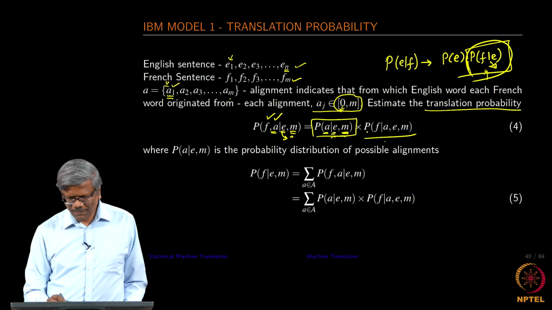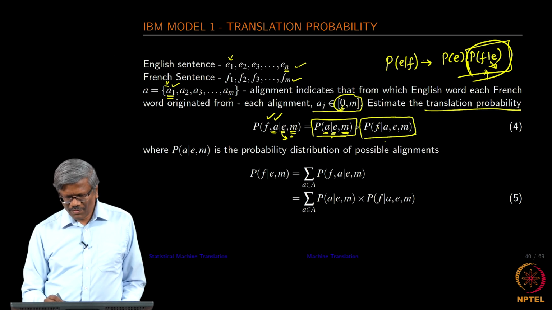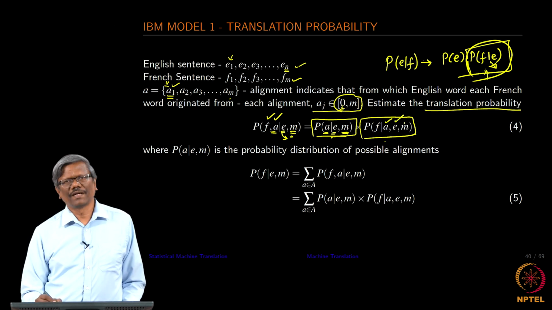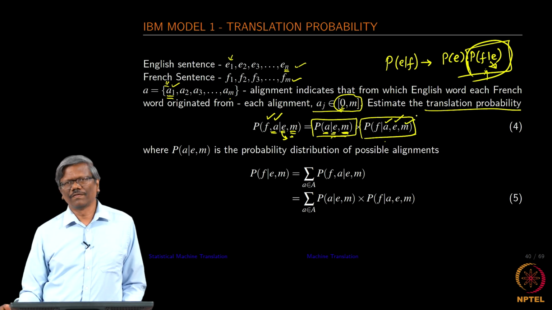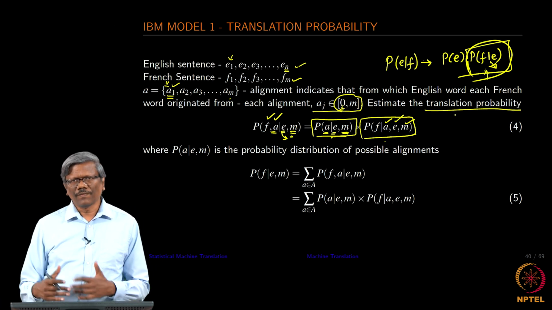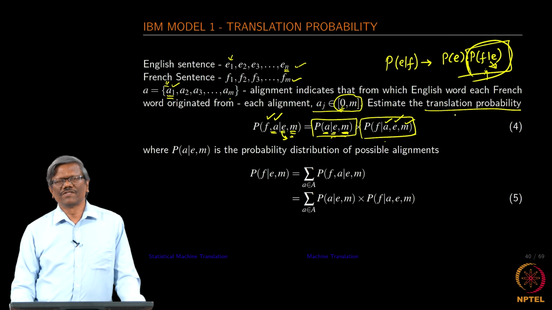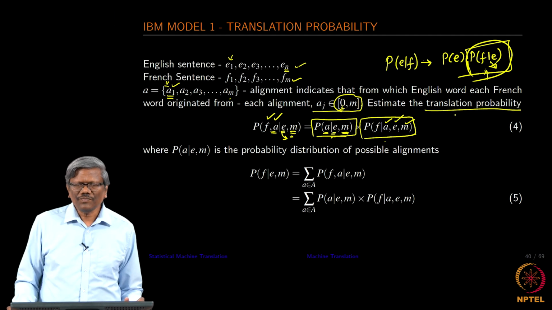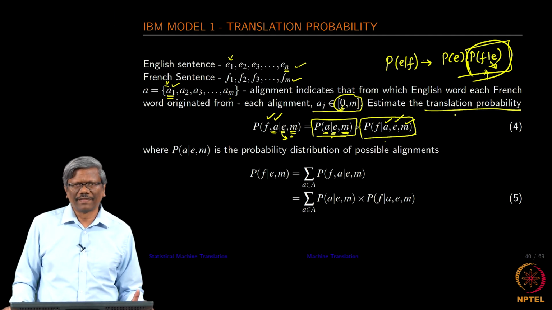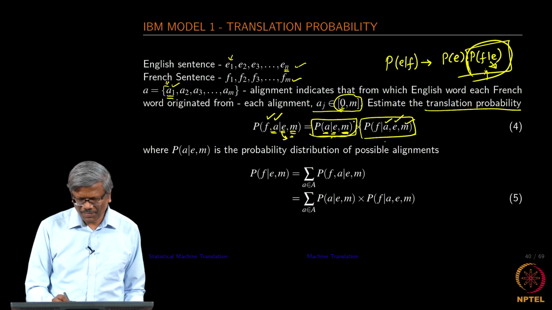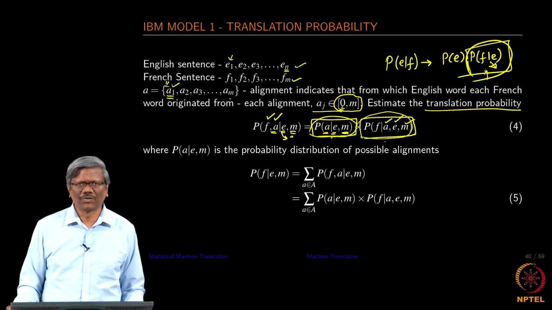Okay. Again, if you take the second one, so you want to find the probability of the French word given the alignment, the English sentence, and you condition that on the number of words in the French sentence. Okay. So, this gives you a probability distribution, right. So, it is not going to be one single value that you will get when you have pairs of sentence and you use the translation model to find the alignment probability and the translation probability. It is going to be a distribution.